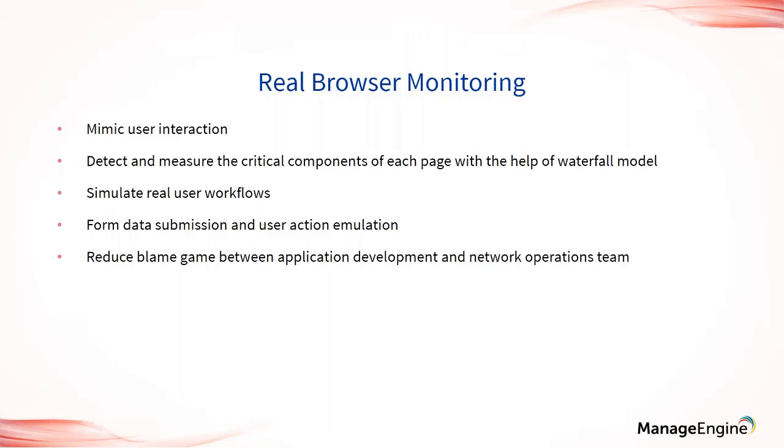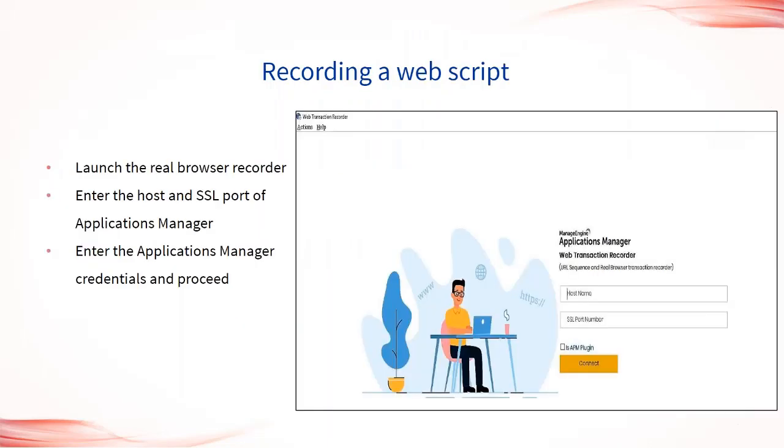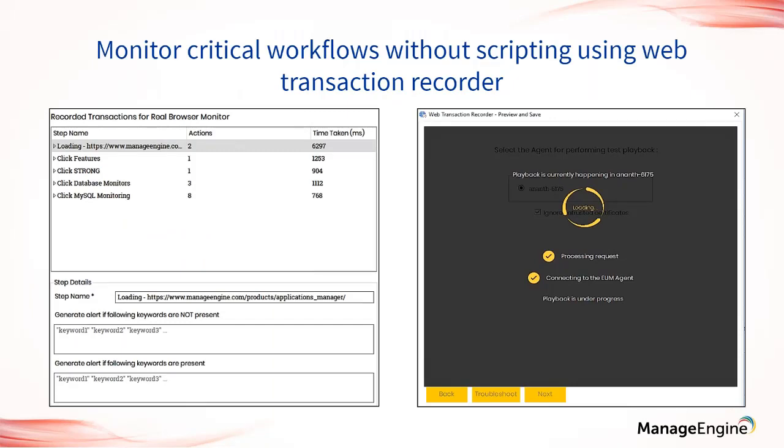We will be predominantly focusing on capturing the end user experience using the real browser monitoring synthetic recorder. Let's see how we can record a web script. We'll be performing this on a real-time basis. Let me just give you a glimpse of it. We'll be launching the recorder, providing the host and port of your Applications Manager, and entering the credentials. After entering these details, the next step is to get started with monitoring the critical workflows. We have to perform a simulation of your end user activity, and this web transaction recorder will capture those sequences and record them in the form of a script.